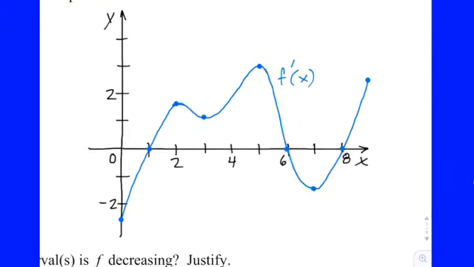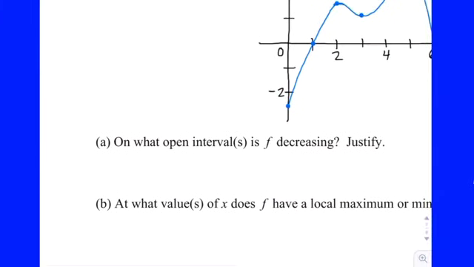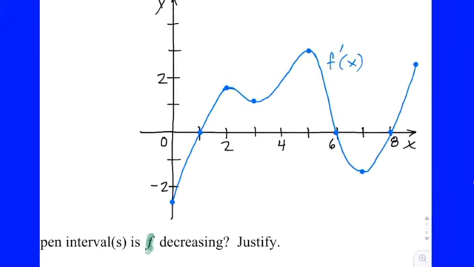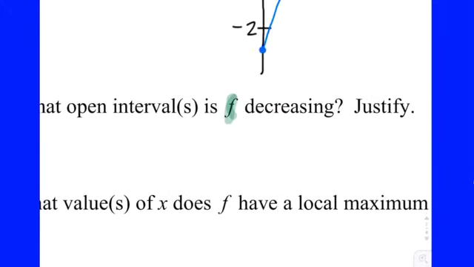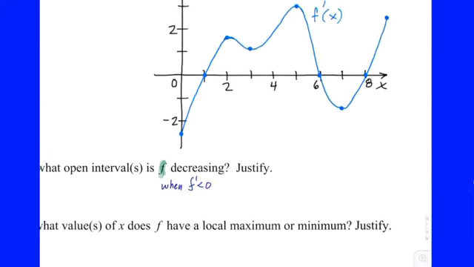No, because they didn't ask us where f prime is decreasing. They asked us where f is decreasing. So how are we going to use this graph? Well, f is decreasing, if you want to help yourself here, when its derivative, f prime, is what? Negative. That's less than 0.